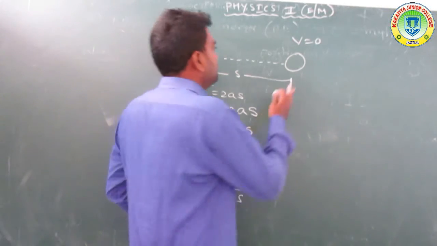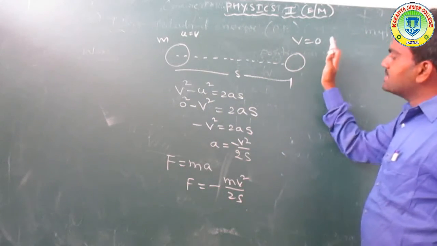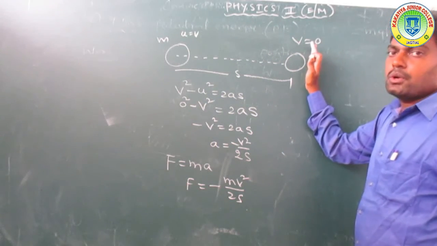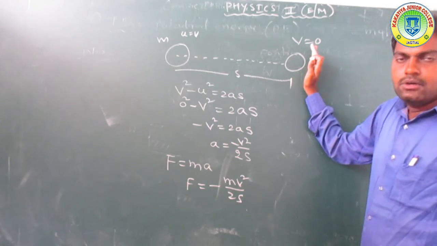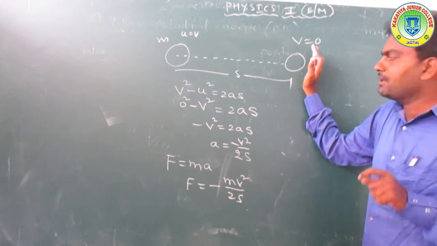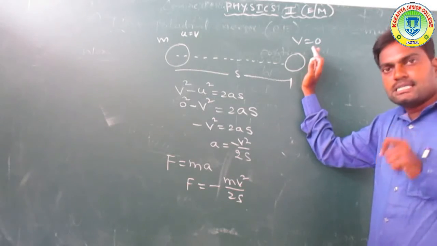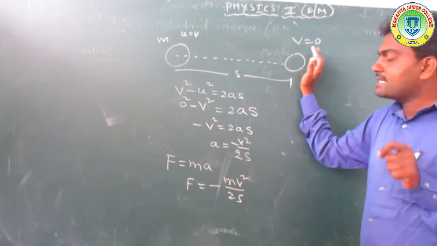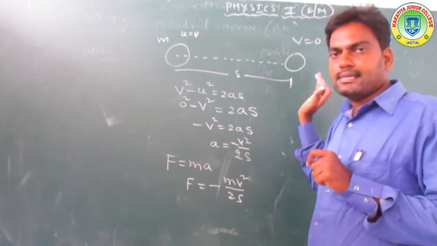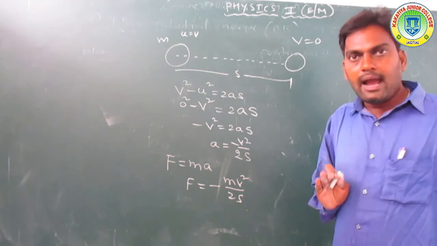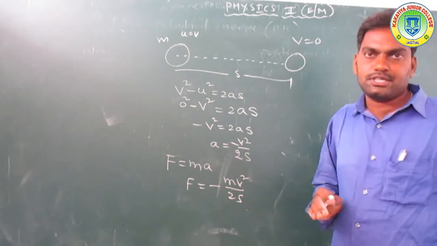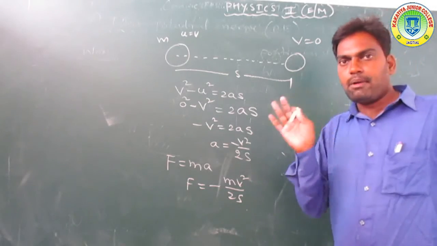Here some force is applied opposite to the rolling body. Some force is applied to oppose the body, to bring it to rest position in displacement s. According to Newton's third law, action is equal to minus reaction, so the force is equal to minus F.